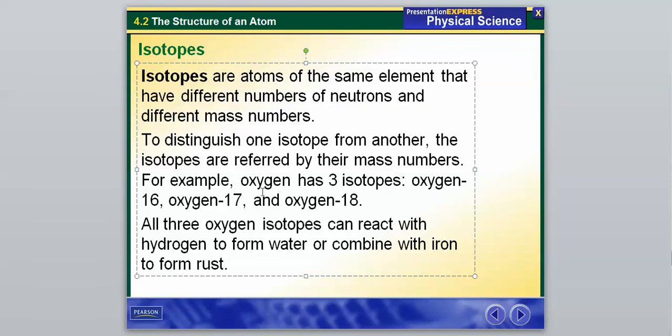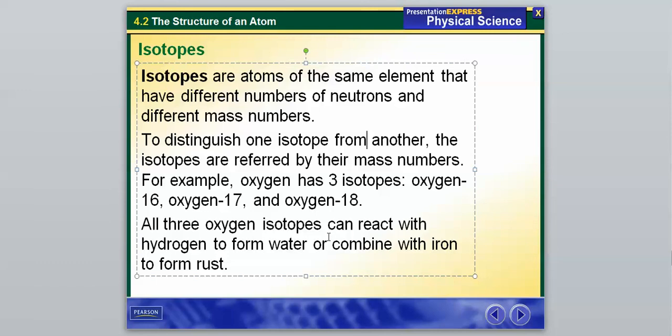For example, oxygen has 3 isotopes: oxygen 16, oxygen 17, and oxygen 18. That means oxygen 16 has a mass number of 16, oxygen 17 has a mass number of 17, and oxygen 18 has a mass number of 18. The reason they have different numbers is because they each have a different amount of neutrons. We might not know this yet, but oxygen has an atomic number of 8, so there are 8 protons. In oxygen 16, there are 8 neutrons, in oxygen 17 there are 9, and in oxygen 18 there are 10 neutrons. So 10 plus 8 equals 18.